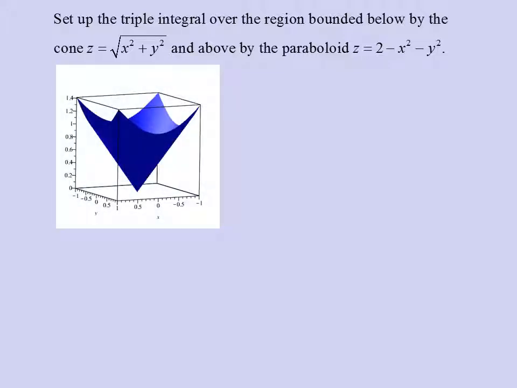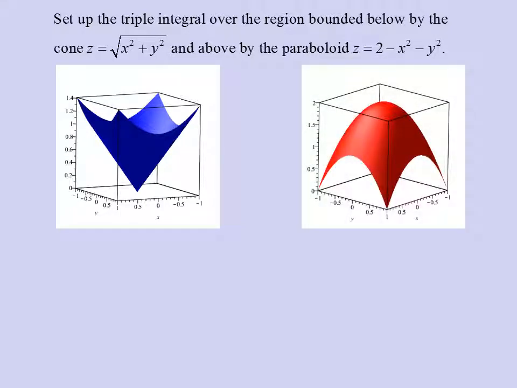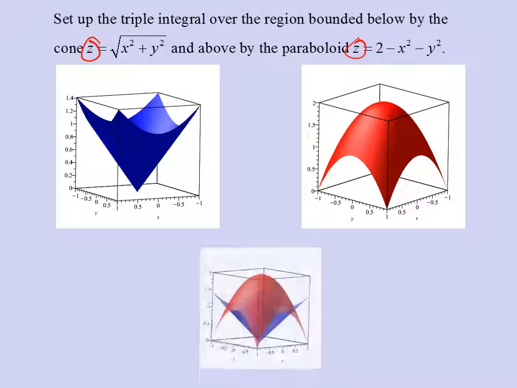Now in this one, we're trying to set up the integral that's bounded below by the cone z equals the square root of x squared plus y squared, which would look like this, and bounded above by the paraboloid z equals 2 minus x squared minus y squared, which would look like this. Now, you oftentimes have clues in the fact that both of these are given in terms of z, that this region should be z simple, especially since z is a function of x and y in both of those.